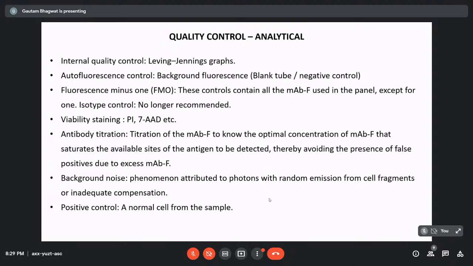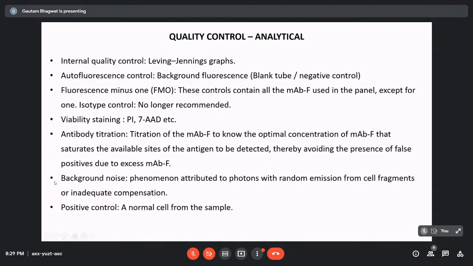Next are the isotype controls, which are no longer recommended. Fluorescence minus 1 should be done for all the fluorochromes. What is fluorescence minus 1? For example, I had shown that FITC is CD3. The other 3 had CD4, CD8 and CD45. What I do is, I do not put CD3. I put only CD45, CD8 and CD4, and then try to see how much fluorescence is coming from FITC into all these 3 channels, and so on and so forth. So therefore, I can know how much fluorescence is coming from the other channels.